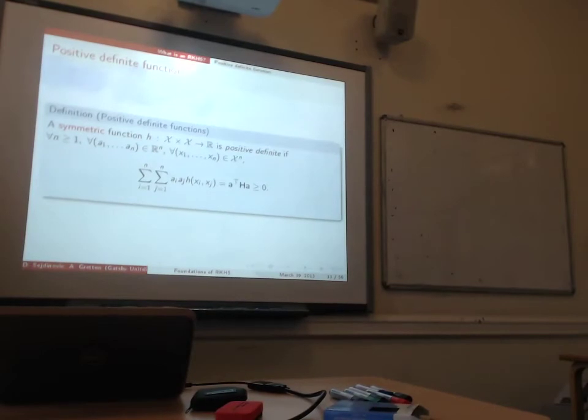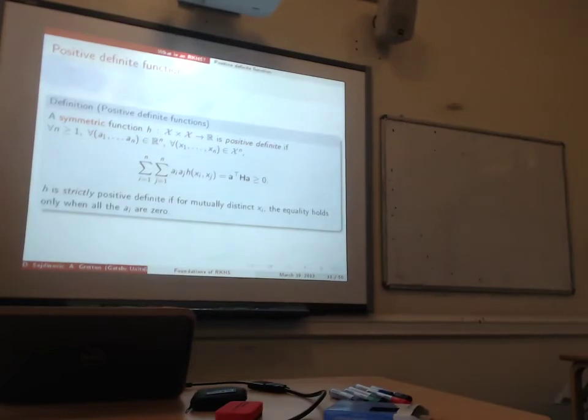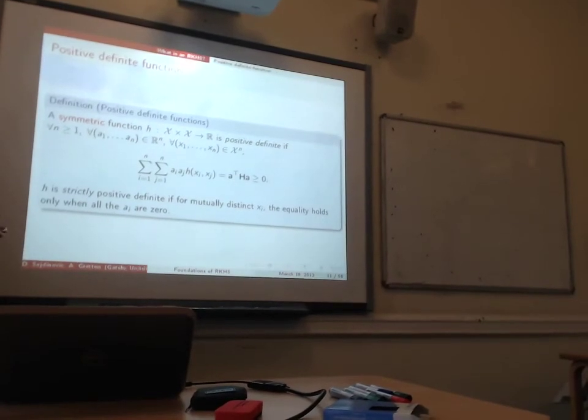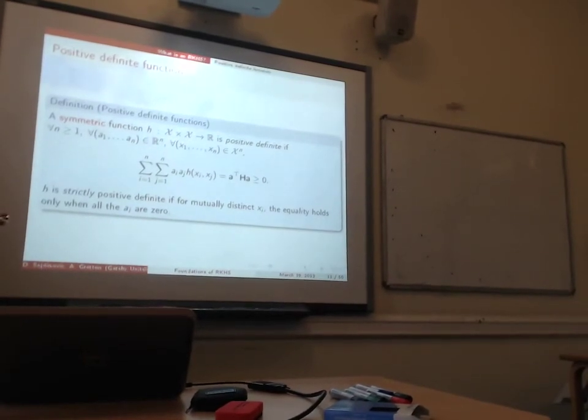And bear in mind, however, that this is how we call things in machine learning. We call this positive definite. In more mainstream mathematics, this would be positive semi-definiteness. And positive definiteness would correspond to what we call strictly positive definite, which simply means that if I have mutually distinct points in the original space, the equality here, this being equal to 0, holds only when I set all scalars to 0. Okay, so that's strict positive definiteness, but we don't have to worry about that too much now.